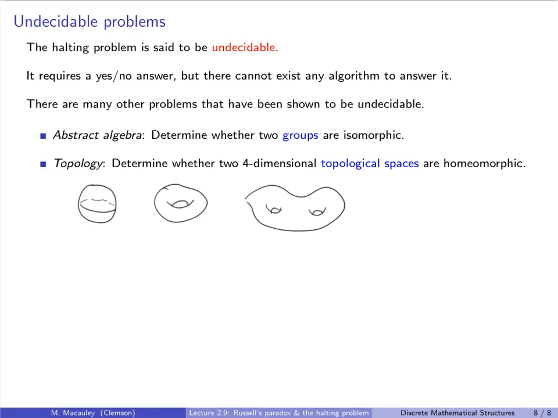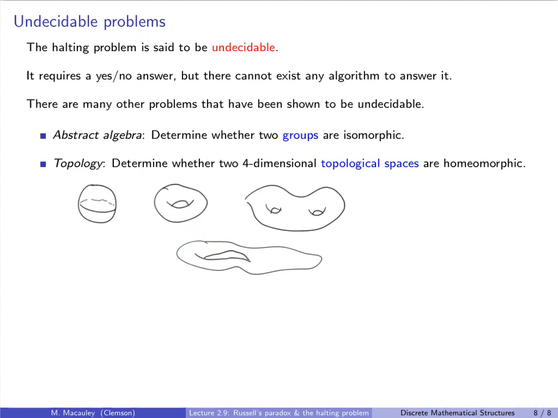Okay, so what about 4 dimensions? That is actually the undecidable problem. Determine whether 2 four-dimensional topological spaces, just think surfaces, are homeomorphic. Are they actually the same? And homeomorphic, loosely speaking, means have the same structure. So this donut here is homeomorphic to this donut right here, because you can deform one into the other, even though geometrically they look different.